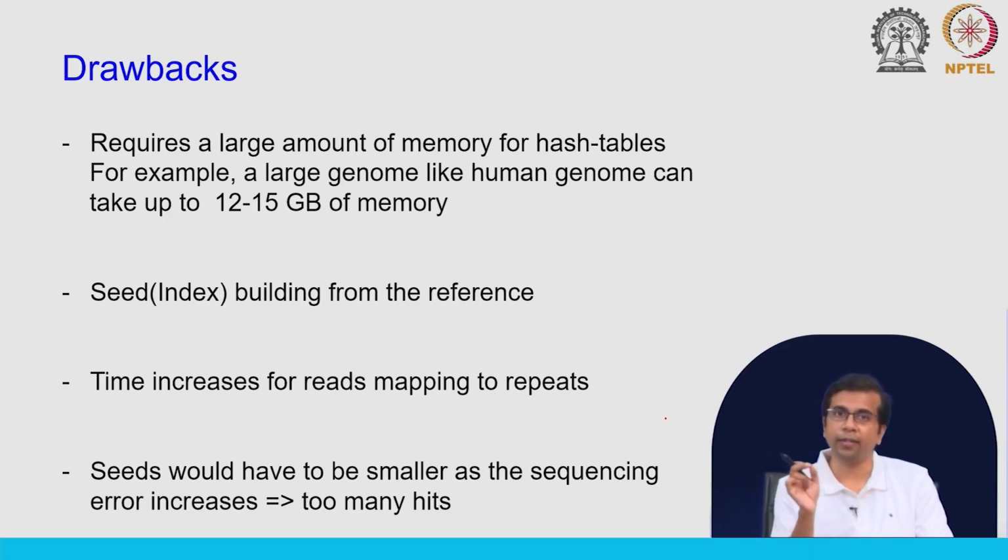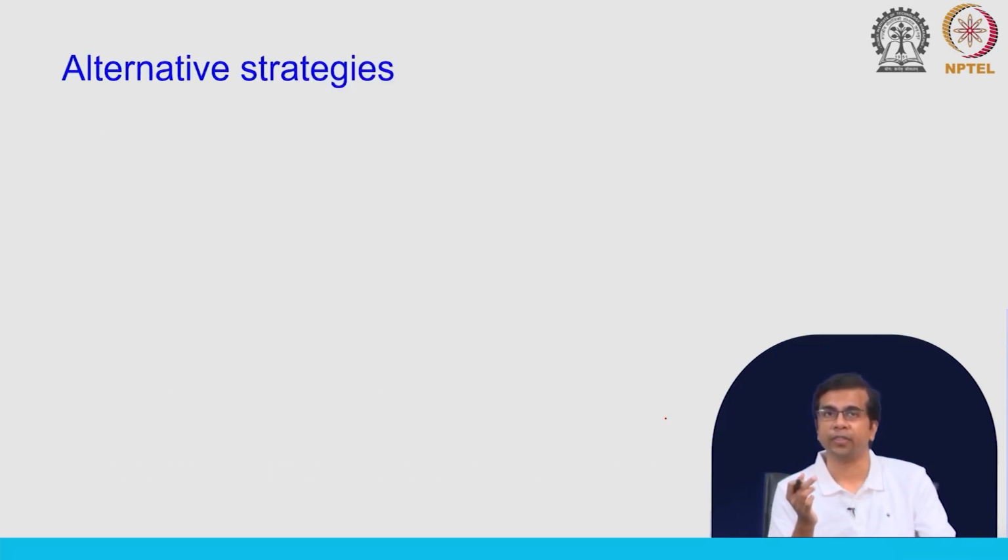So, if you reduce the length, you will get too many hits, and again we have the same problem. We are getting too many hits, which means you have to again check through this alignment against multiple regions. So, this will again increase time for the whole algorithm. So, what are the alternative strategies that we have?